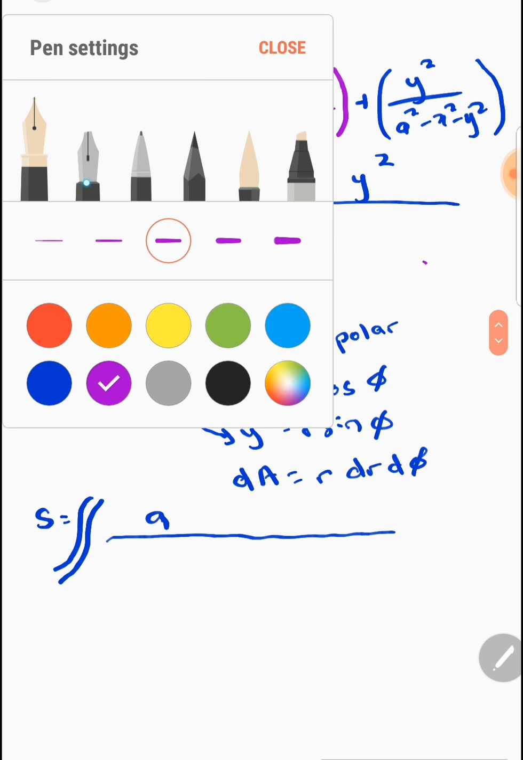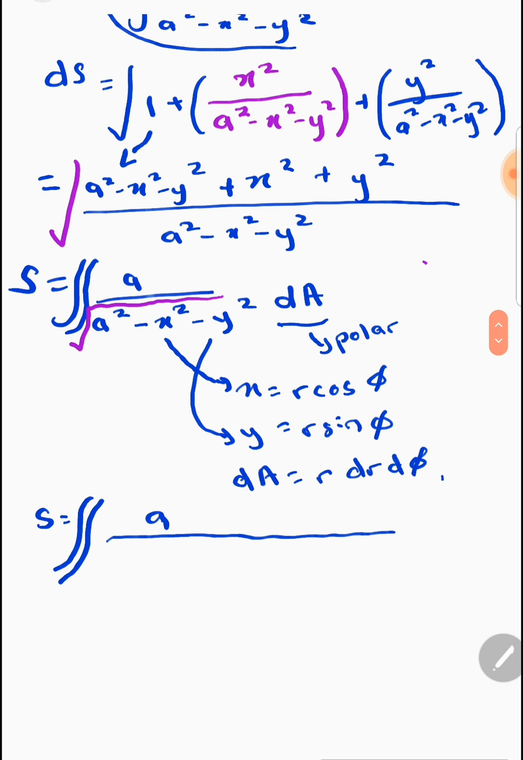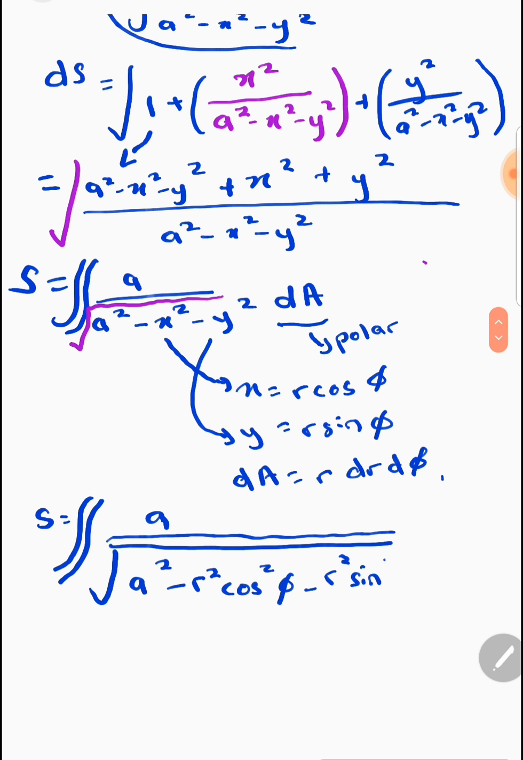So continuing from wherever we picked up. This will then be the square root of a squared minus, my x will be replaced with r cos phi squared, minus my y, r squared sine squared phi. And this dA will be replaced with r dr d phi. Alright, such a long one, but never mind.